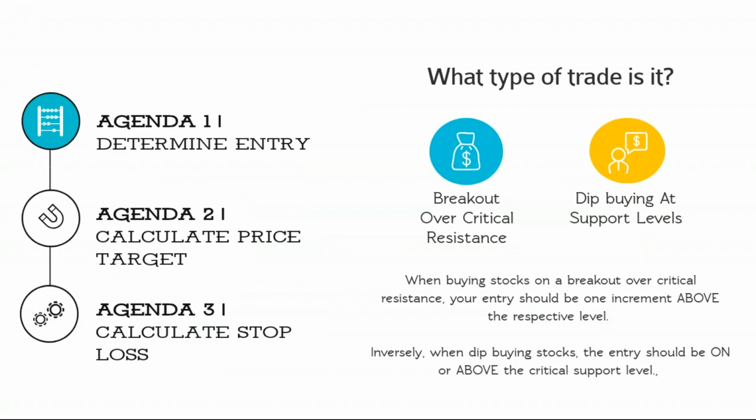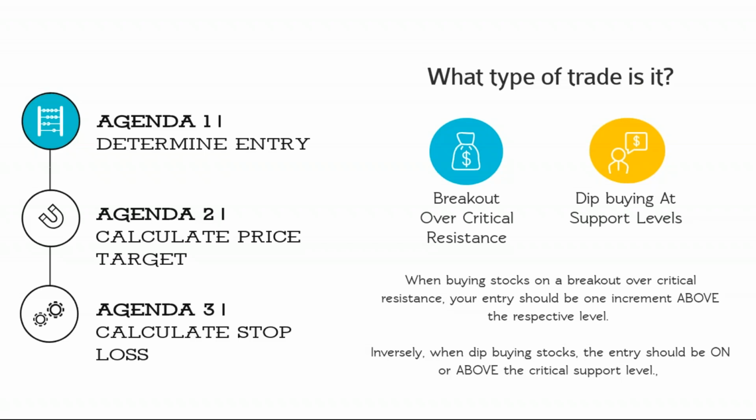Step 1, right off the bat, is how to determine your entry. And that really depends on what type of trade it is. The two most generalized trade patterns, and you can start going into subcategories if you want, are either a breakout over critical resistance, or a dip buy at support levels. Like I said, there are different subcategories, but at the end of the day, there are really 2 types of day trade plans.